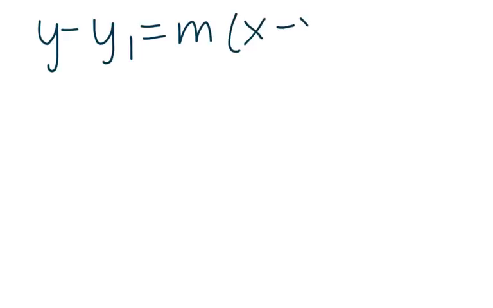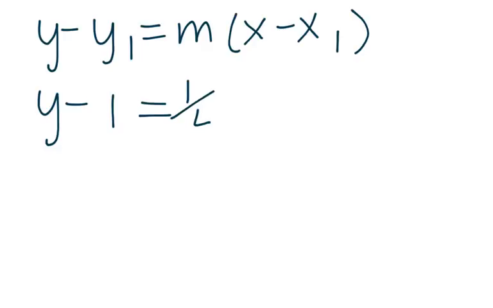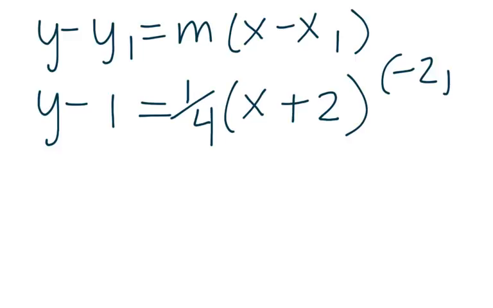Since 1 over 4 is our slope, we have to plug it back into the equation y minus y1 equals m times x minus x1. So we do y minus 1 equals 1/4 times x plus 2, since it was asking for the tangent line at negative 2, 1. Okay, now we find this is the tangent line.